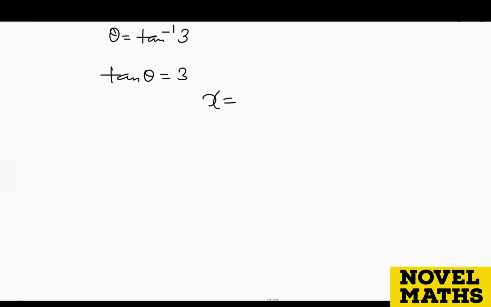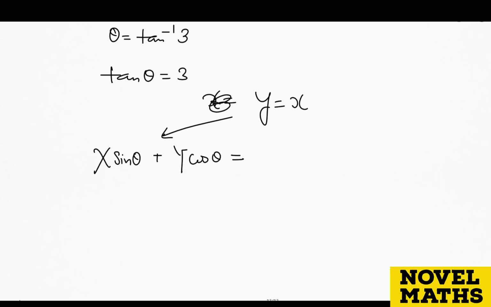So the equation is y equals x, and in terms of the variables of the new coordinate system, with respect to the new axis, this will be X sin theta plus Y cos theta, I'm just substituting here, equals x, which is what? X cos theta minus Y sin theta. Okay, and what is given here? Tan theta.